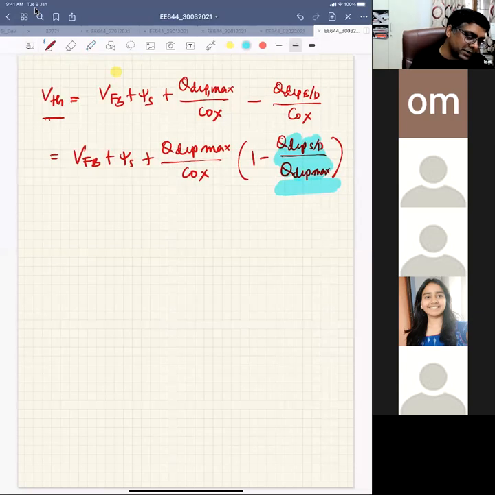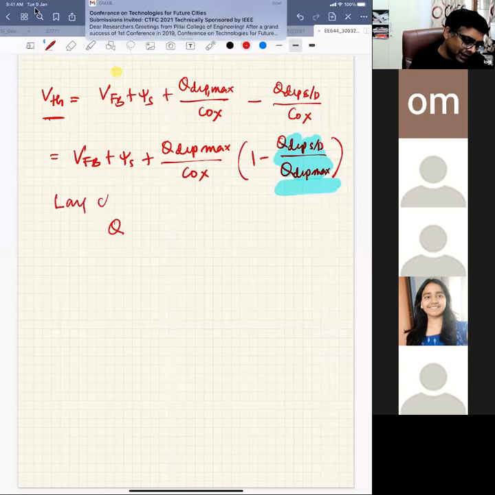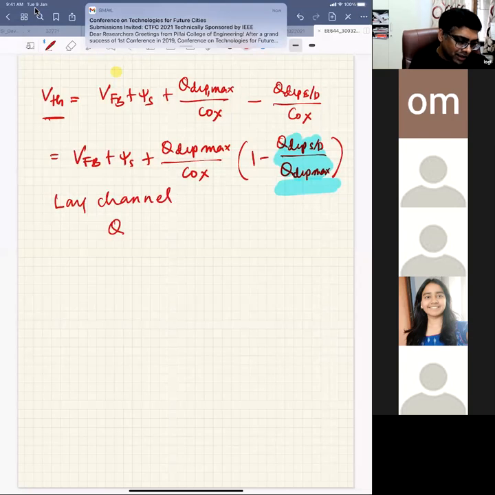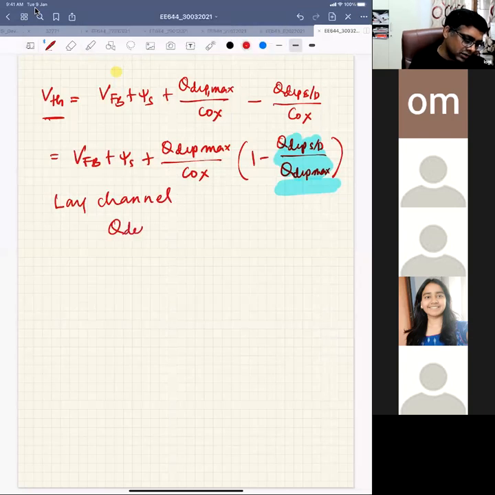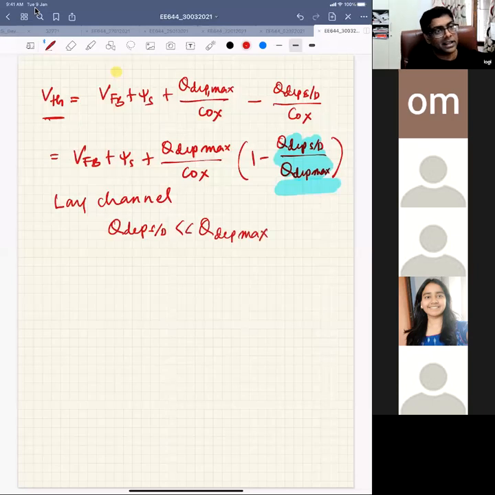And if your channel is long, for a long channel, your Q depth SD will be much less than Q depth max, so you could neglect this part, and you will have your long channel threshold voltage.